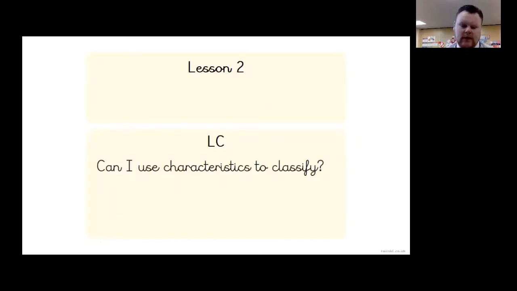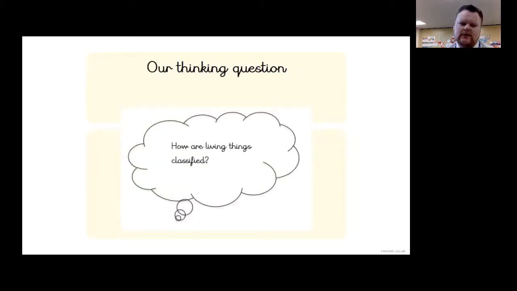We're going to move on from our learning about animals, including humans, and look at living things and their habitats. Our LC for today is, can I use characteristics to classify? So classification is a really important skill. Our thinking question for this topic: how are living things classified?